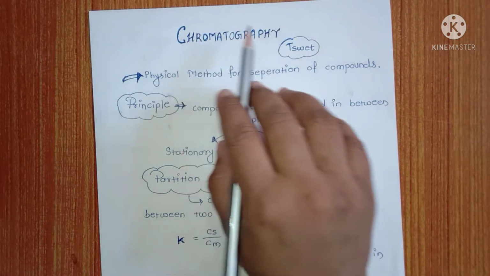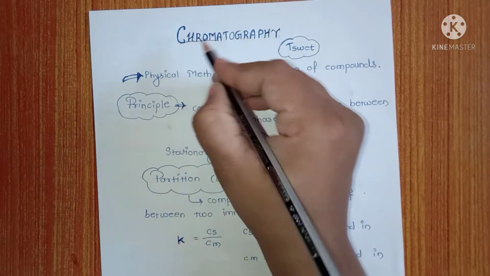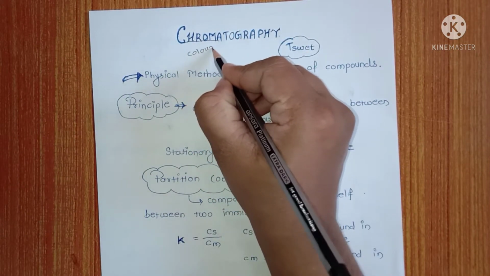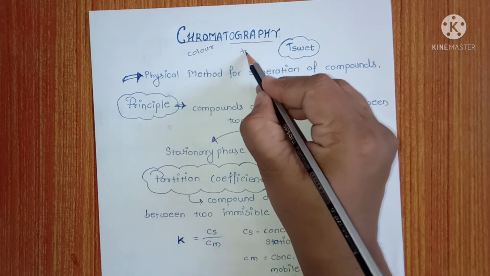If we break the word chromatography, chroma means color and graphy means to write.